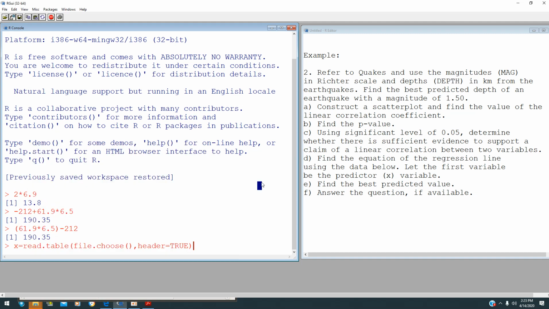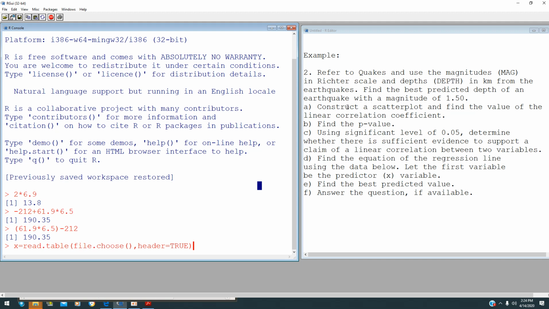This is chapter 10 for statistics. We are talking about how to find a correlation and find the regression equations. This is question 2. Refer to quakes and use the magnitude in Richter scales, MAG, and depth, DEPTH, in kilometers from the earthquakes. So this is a file called quakes. And then find the best predicted depth of an earthquake with a magnitude of 1.5.